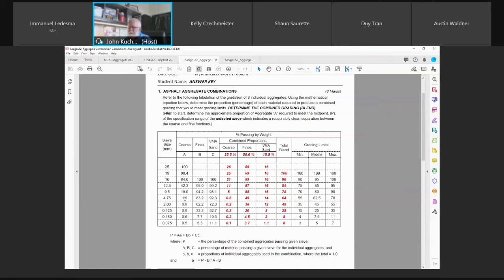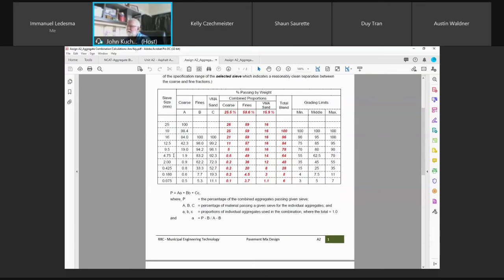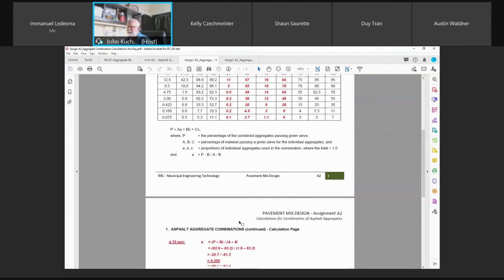The difference here is only 1%, so it doesn't matter. This 4.75 is the screen that definitely tells you everything above it is coarse, everything below it is fine. It's a clean separation. So we're going to analyze that screen. We look at 4.75. We know that the middle is 62.5% passing. That's the middle grading. So let's analyze the 4.75 first.